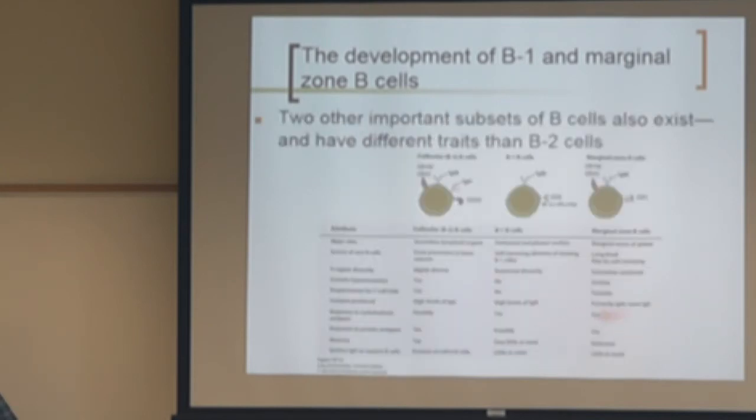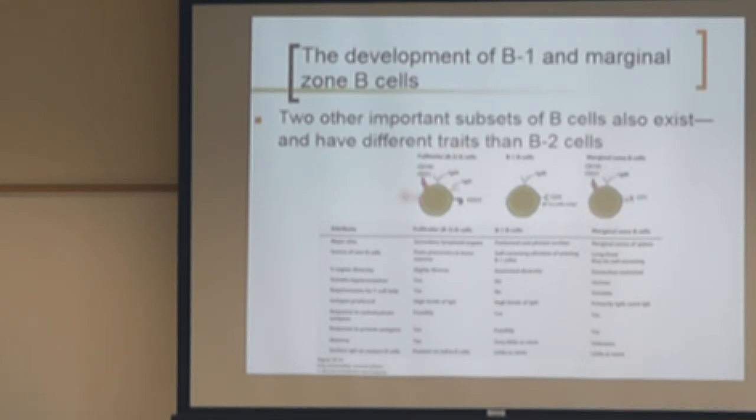These cells are more variable. They respond to carbohydrate antigens similar to the B1s. Again, they are a little more varied than the B1s, but they may tend to be a little bit more innate, I guess.